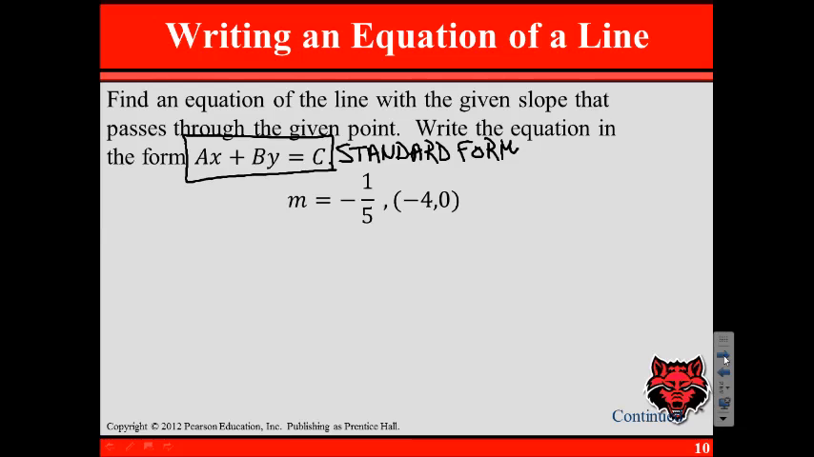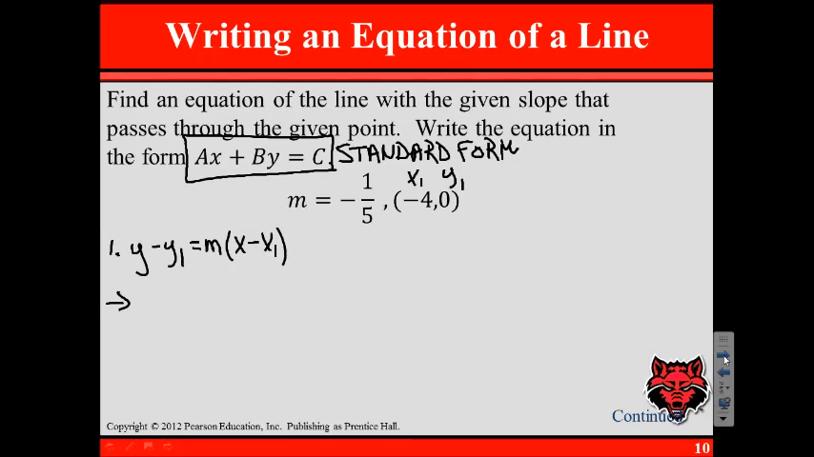But again, it doesn't matter what form we want the answer in. We always start with the point-slope form. So our first step is to write y minus y1 equals m times x minus x1. Once we write our formula, we label our point x1, y1. We will then plug in and solve.